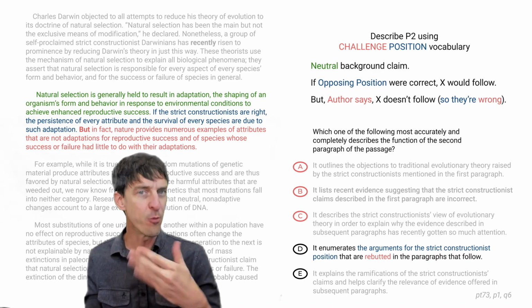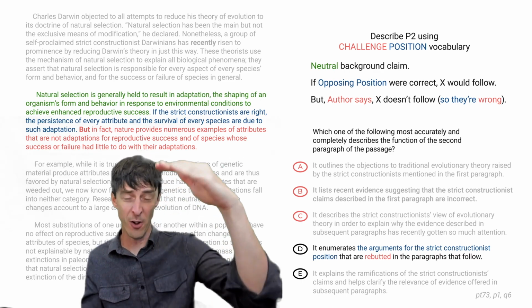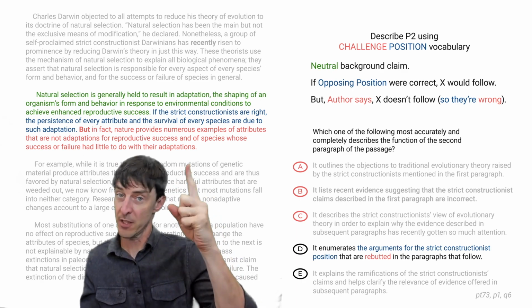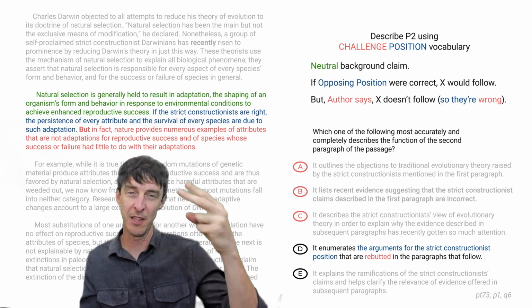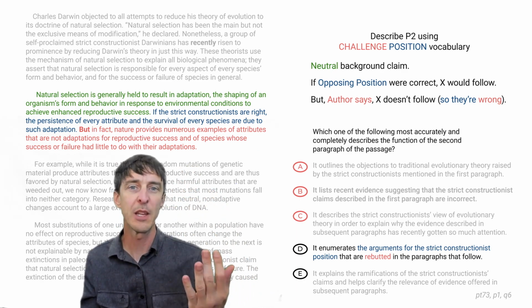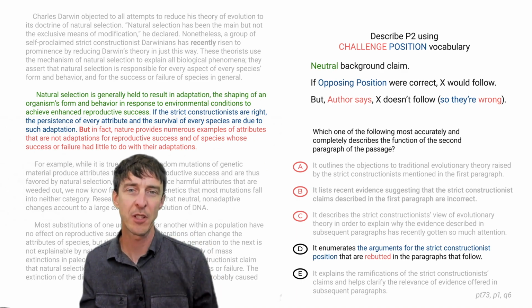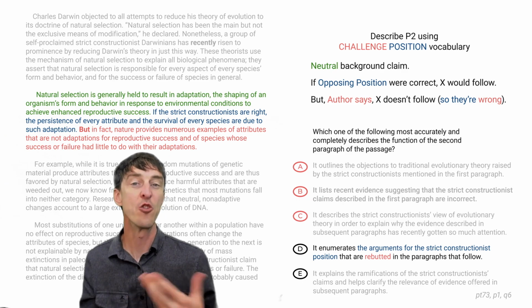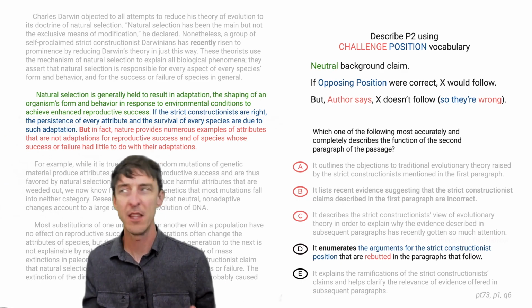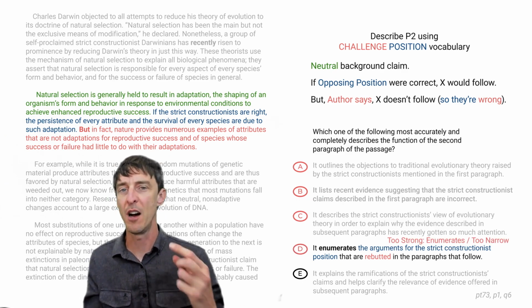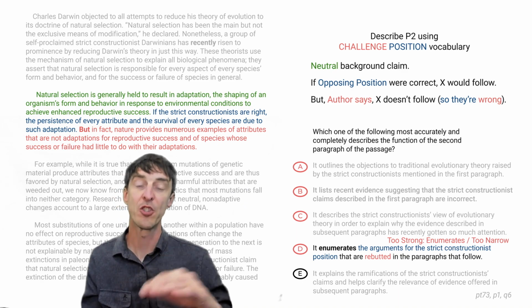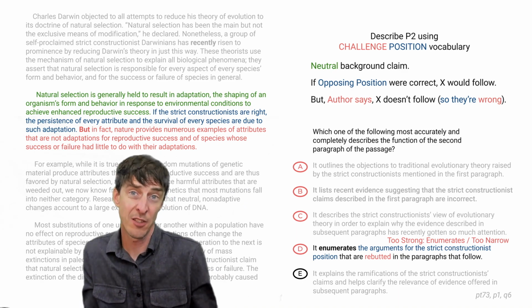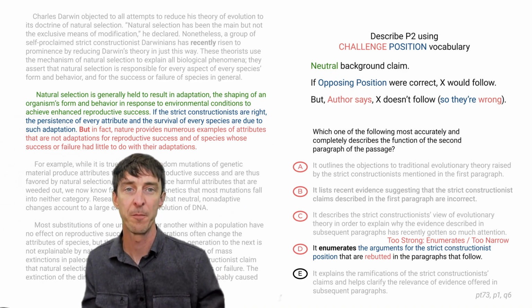We didn't enumerate arguments. To enumerate arguments is like, here's the first thing they believe, here's the second thing they believe, here's the third thing. We literally have one sentence for strict constructionists in this paragraph. So you cannot say that we enumerated any arguments. And then it's a little weird to make it seem like the author's rebuttal doesn't show up until later paragraphs, because it shows up at the end of the second paragraph.